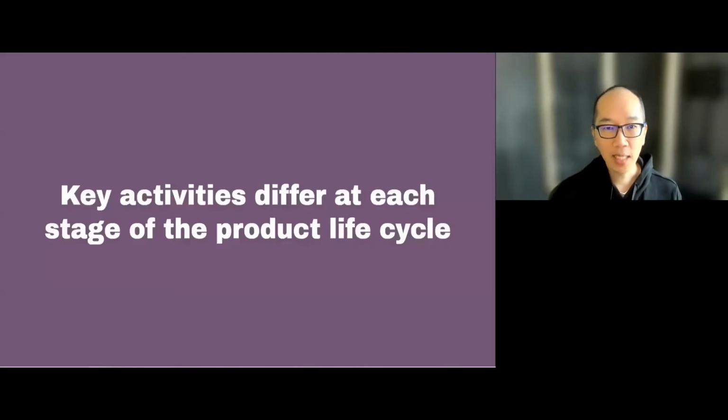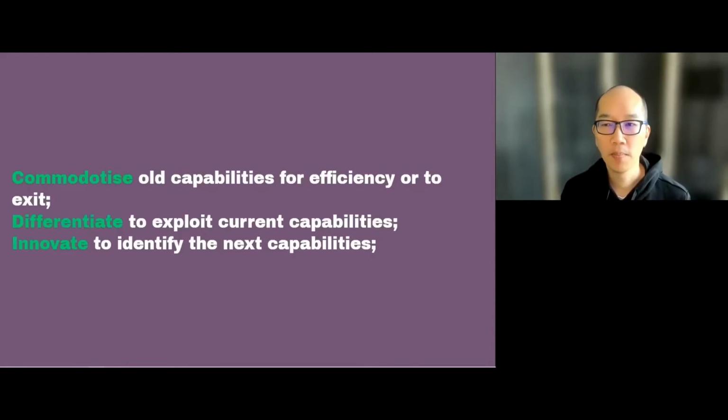Another thing is that key activities differ at each stage of the product life cycle. When you are looking at older product capabilities, the activity is really around commoditizing, which means making it more efficient to operate capabilities or to exit them entirely if they're not worthy of further investment. Somewhere in the middle, during growth and stability, you're looking at differentiation. The key activity there is to exploit existing capabilities that you already have in growth. And finally, innovation is a key activity when you're trying to identify the next product capability, the next products. So again, each stage has different emphasis.